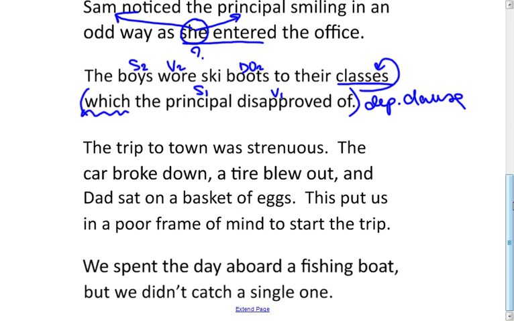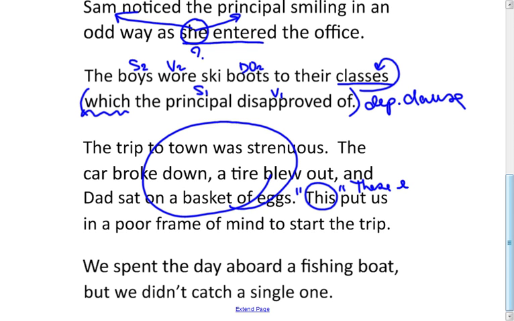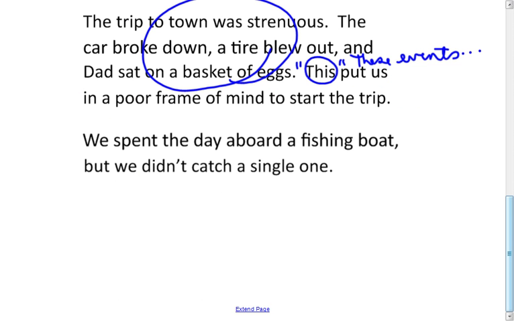The trip to town was strenuous. The car broke down, a tire blew out, and Dad sat on a basket of eggs. This put us in a poor frame of mind to start the trip. Here's your pronoun. It's not horrible because we know that this refers to all of that happening. It is, however, a little general and a little unclear. It would be better to say something like these events, these catastrophes, these snafus, something more specific, and to avoid that general problem.